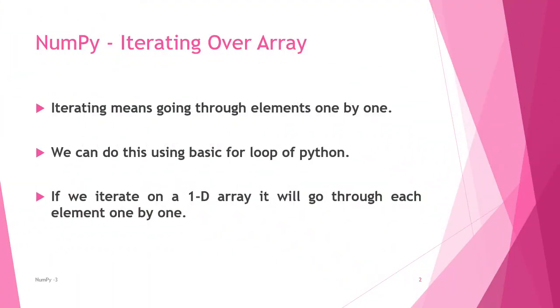In this video, first we can go through iterating over an array. What do you mean by iterating? Iterating means going through elements one by one, visiting each element of an array one by one. We can do this using the basic for loop of Python. And if we iterate on a one-dimensional array, it will go through each element one by one.